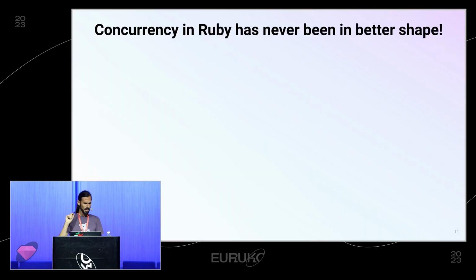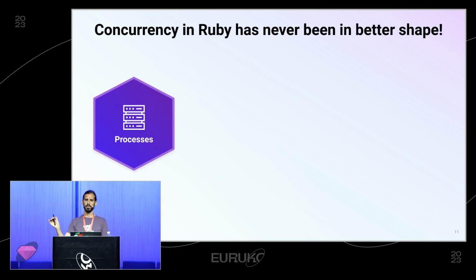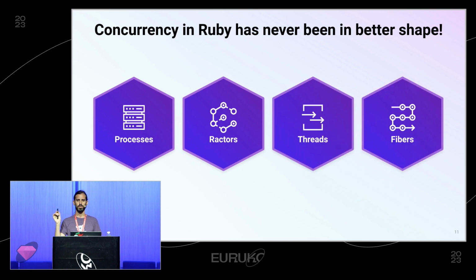OK, so let's talk concurrency in Ruby. Concurrency in Ruby has never been in better shape. Nowadays, we have processes, we have reactors, we have threads, we have fibers. And all of these are in continuous improvement. People are working to lower the memory usage, make them more efficient, make them faster, and make you able to create more of these with lower overhead. So concurrency in Ruby is in really great shape on the latest Rubies and the upcoming ones.